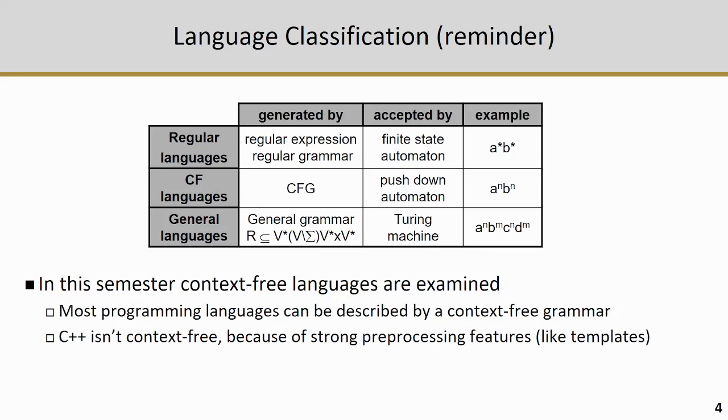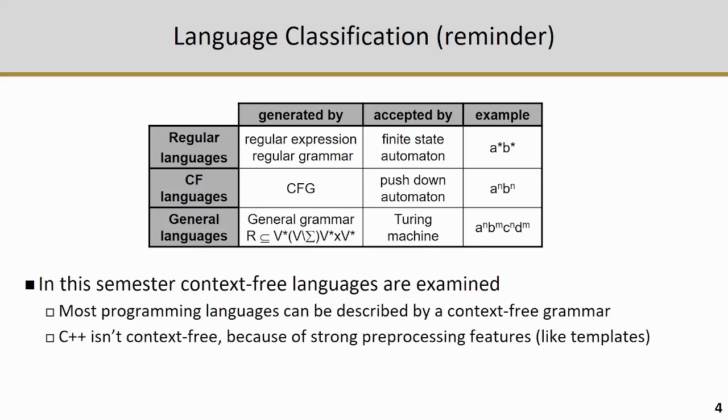The second class is the context-free languages, where the language can be defined by a context-free grammar and accepted by a pushdown automaton. As an example, you can remember the language of strings a to the power n, b to the power n, where the same number of a's is followed by the same number of b's.